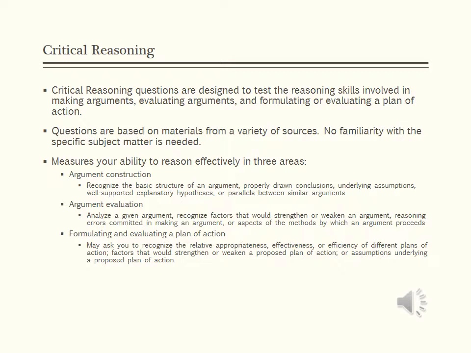The final is formulating and evaluating a plan of action. They may ask you to recognize the relative appropriateness, effectiveness, or efficiency of different plans of action, factors that would strengthen or weaken a proposed plan of action, or assumptions underlying a proposed plan of action.